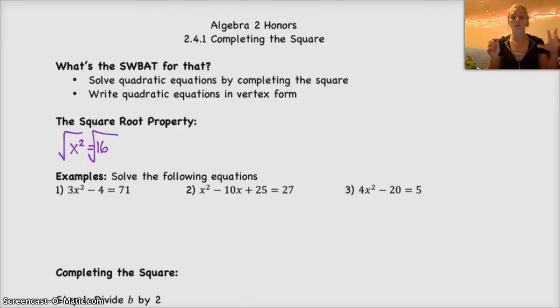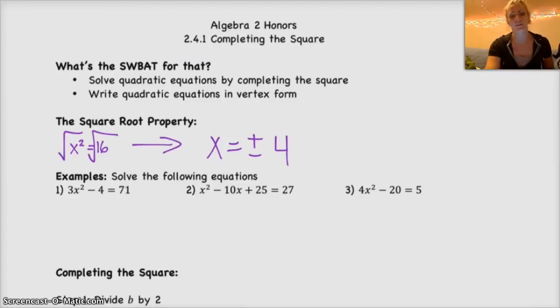But if you start with something squared and you take the square root of that, then you end up with a positive and negative answer. So x ends up being positive or negative square root of 16, which is 4. The square root property just basically allows you to do that. So I'll write that down for you.